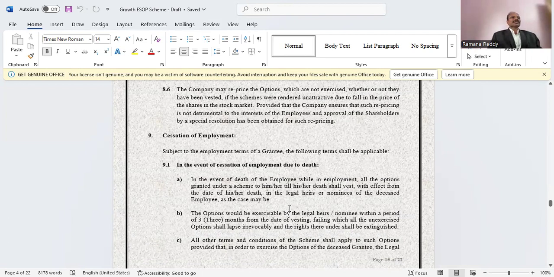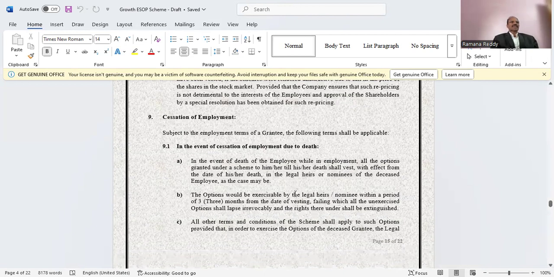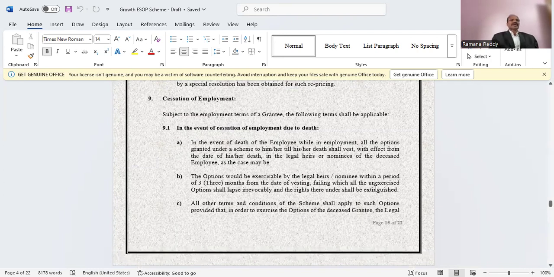Cessation of employment. This is an important class. Subject to the employment terms of the grantee, the following terms shall be applicable. In the event of cessation of employment due to death, we already discussed, no? Then all the options granted under the scheme shall fall to the legal heirs or nominees. So the vesting period is not required. The options will be exercised by the legal heirs within the exercise period. The period will be given like 3 months. Within the exercise period, if they don't respond, then the options will lapse.